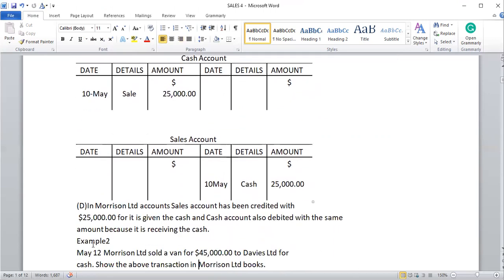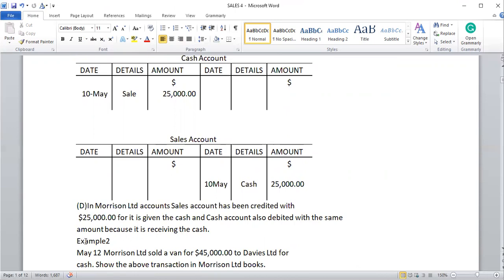So the explanation is D. In Morris Limited accounts, the sales account has been credited with the $25,000, for it is giving out the cash, and the cash account also has been debited with the same amount because it is receiving the cash.